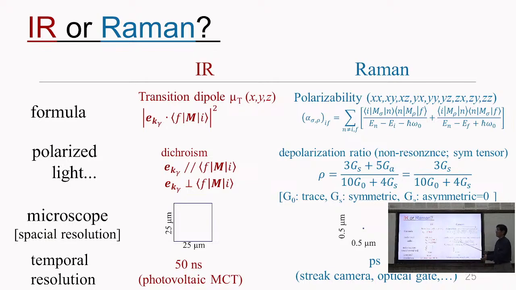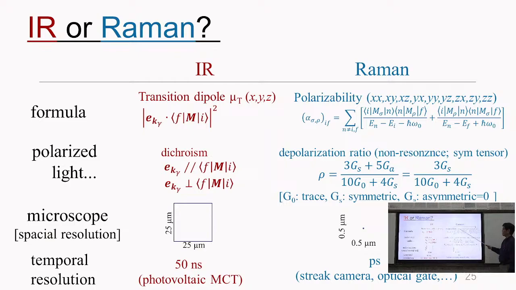And vibrational spectroscopy is frequently combined with time-resolved measurement. Temporal resolution is limited by the response of the detector in the case of time-resolved IR spectroscopy, and by using a photovoltaic MCT, it is 50 nanoseconds. This is about the best value.